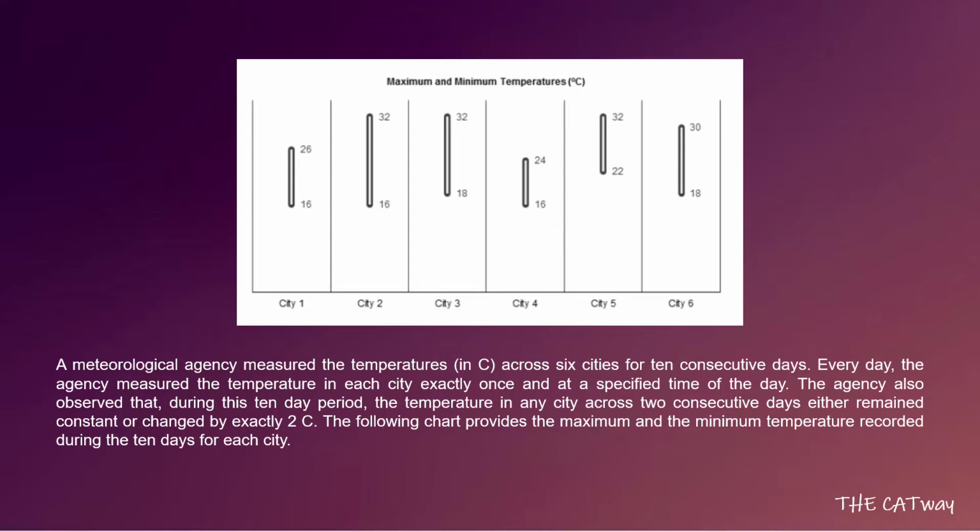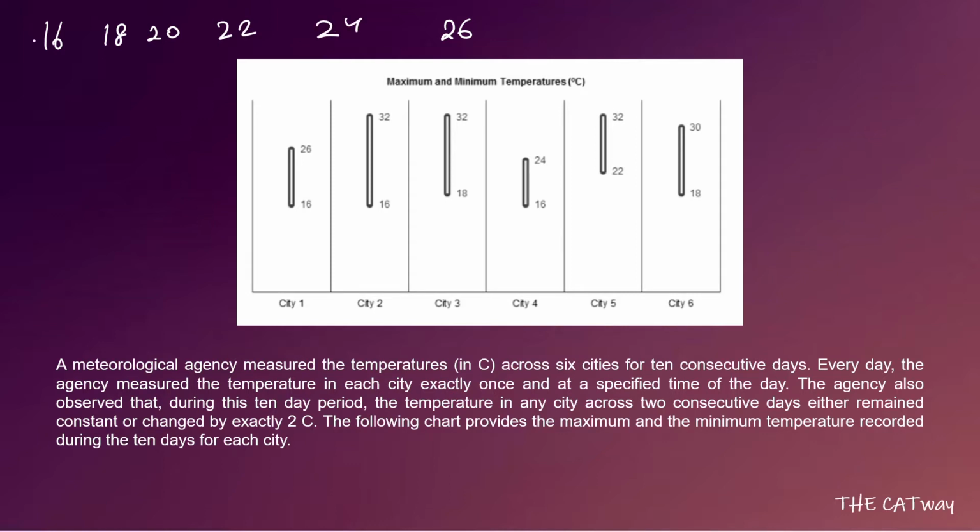Now let us look at how we are going to read the table. So let's talk about city 1. In city 1, the minimum temperature is 16 and the maximum temperature is 26. So minimum and maximum temperature is known to us. Now, because we know that the temperature is going to remain constant or increase by 2, the way the temperature can go from 16 to 26 is 16, then 18, 20, 22, 24, and then 26.